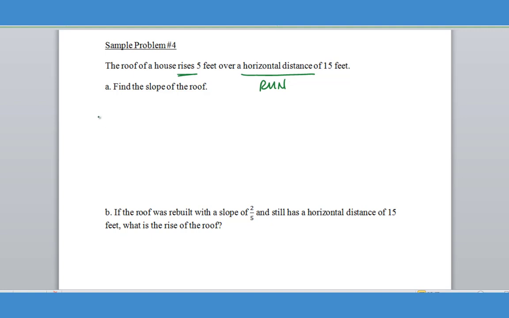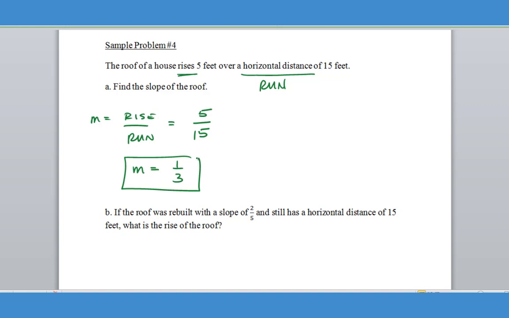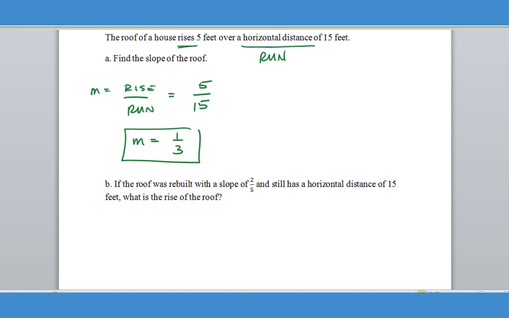And so our slope is just going to be, if you remember, rise over run. So that makes this very simple. We have a rise of 5 feet over a run of 15 feet. Now we should always get in the habit of reducing our improper fractions, and so we can see we have a slope of 1/3. Now, say we're in the construction business and we need to rebuild this roof with a slope of 2/5. But it's still going to have a horizontal distance of 15 feet. Again, remember, that's representing our run.